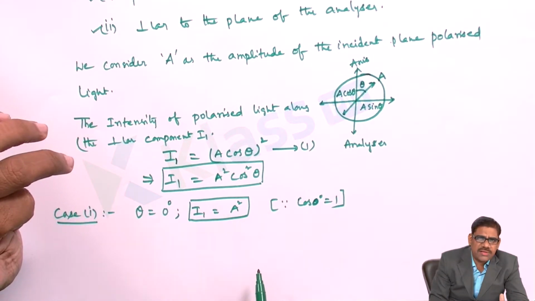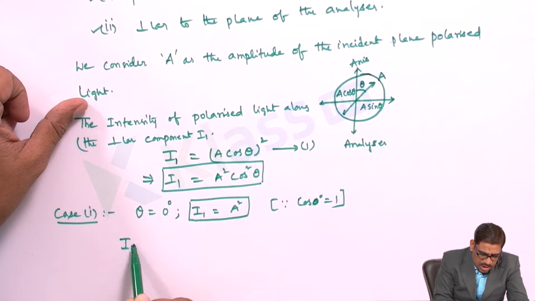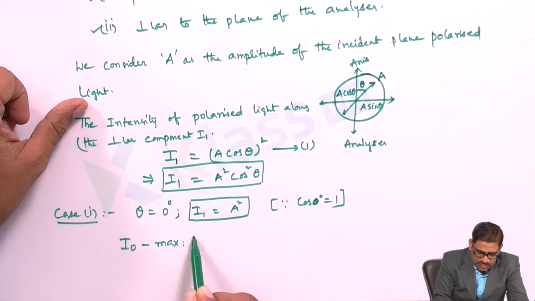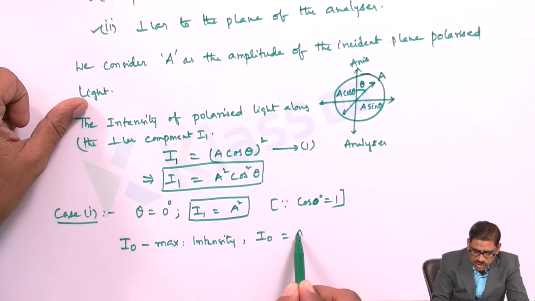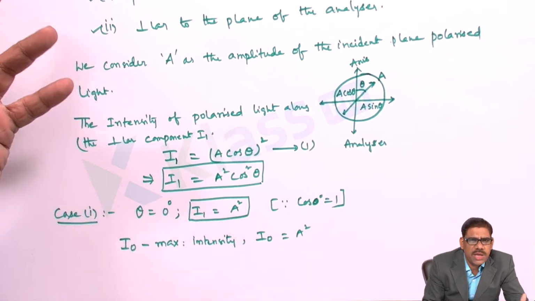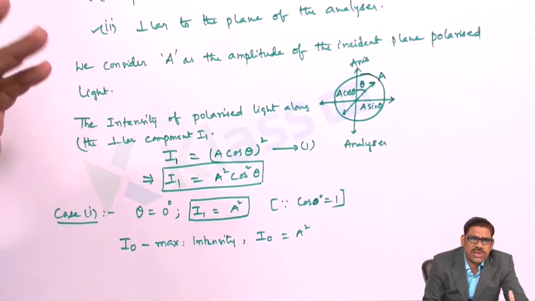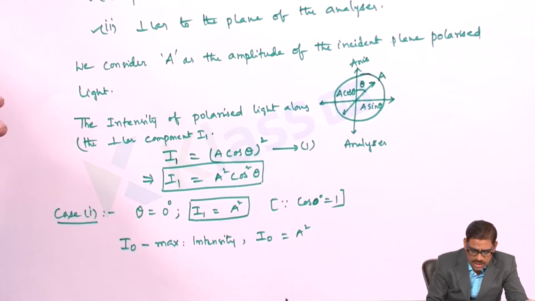Now the same we can say that if we consider I0 as the maximum intensity, if we consider that there is maximum intensity at that particular point, then we can write I0 is equal to A square also. So the maximum value of intensity will also be directly proportional to the square of the amplitude. So that is what we are terming it over here.